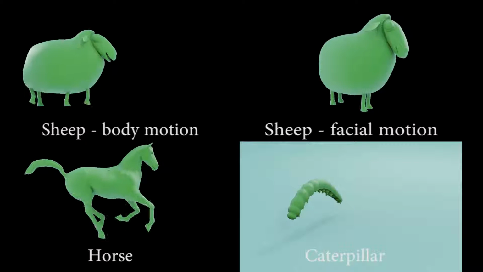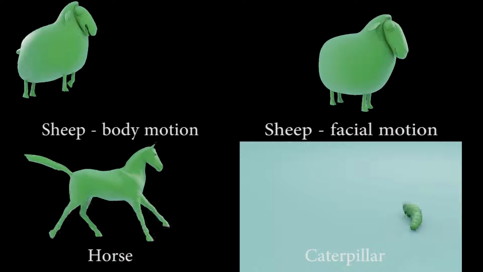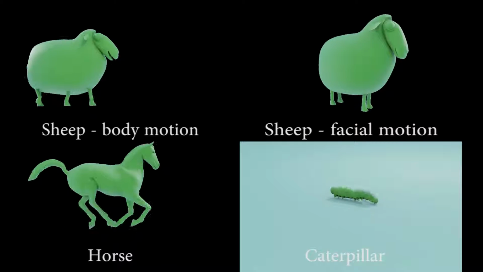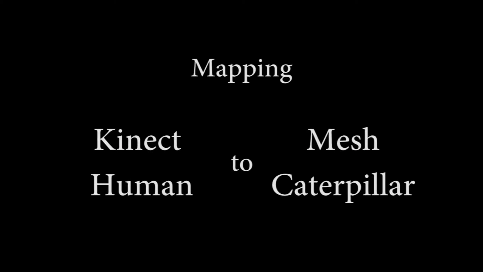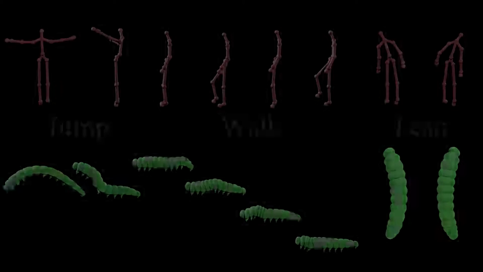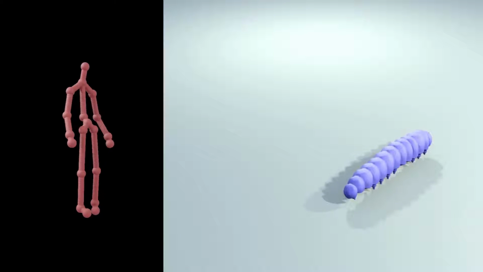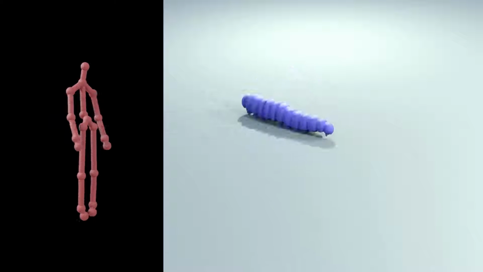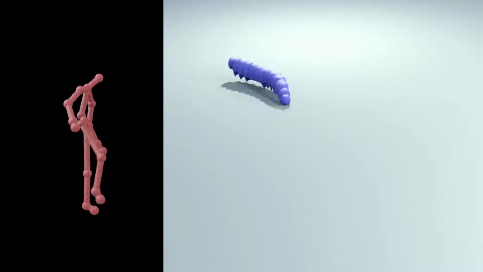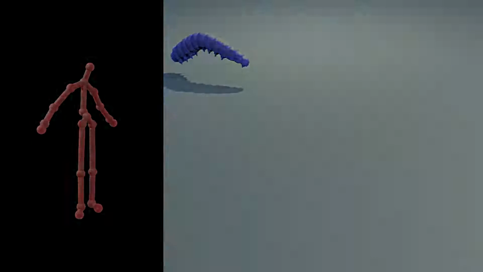We test our method on 4 artist-created character animations: a galloping horse, a crawling caterpillar, and a sheep with body and face motions. Even with only 8 correspondences, we can create expressive animations in real time. Here, a human puppets a caterpillar with 3 sets of controls: walk, lean, and jump with arms raised.